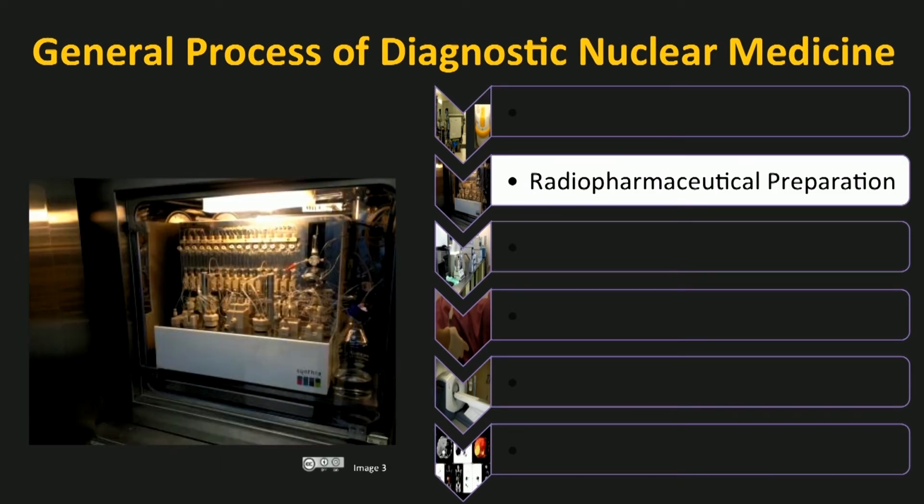The next step of the process is radiopharmaceutical preparation. Depending on the type of radiopharmaceutical, this can be by either radiopharmaceutical reconstitution or by more complex radiopharmaceutical synthesis using an automated synthesis module, such as the one in the picture. The choice of the radiopharmaceutical depends on the disease or organ of interest that needs to be imaged.